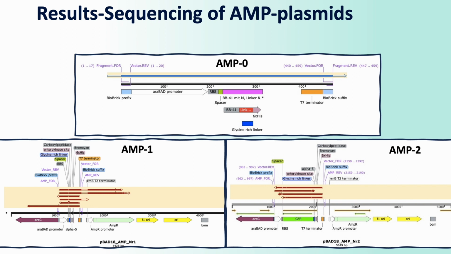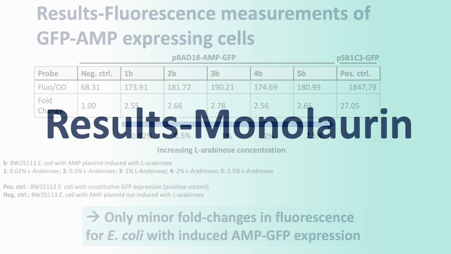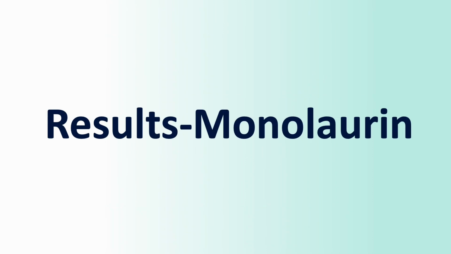Subsequently, the respective constructs were to be expressed in the L-arabinose deficient E. coli strain PW25113. Unfortunately, the expression did not yield satisfactory results, which is why the induction strategy must be changed for future experiments. Our approach was an enzymatic reaction to synthesize monolaurin by a condensation reaction of the lauric acid and glycerol.